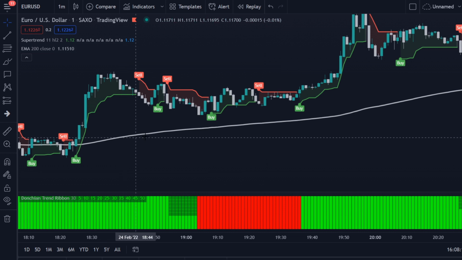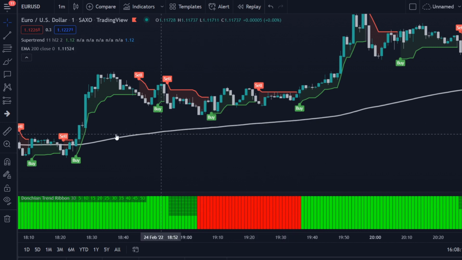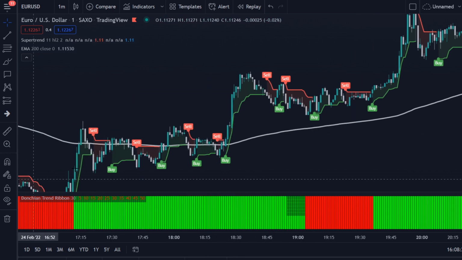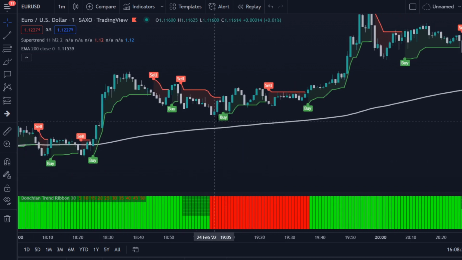So we first need to make sure that the price is above the 200 exponential moving average, and this shows the long-term trend. So the price needs to be above the 200 exponential moving average if we are looking for buy trades. If we're looking for sell trades, then the price needs to be below the 200 exponential moving average. Okay, now we're looking for buy trades only because we see the price is above the 200 exponential moving average.